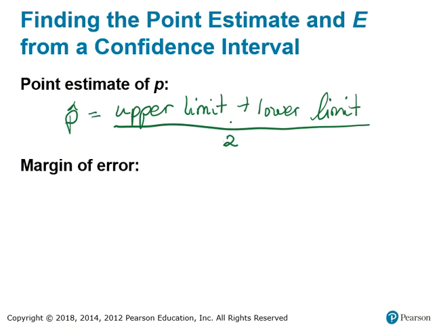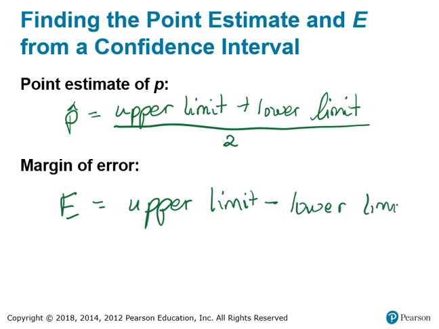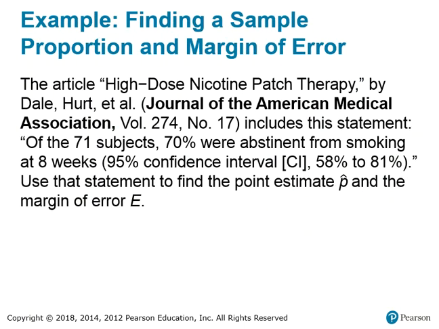Now we can find the margin of error by taking the upper limit, subtracting the lower limit, so we're seeing how far apart they are, and again we're going to divide by 2 because we're finding out how far apart they are. We're cutting that in half. That must be the distance between the lower limit and the best point estimate, which must be the margin of error. Okay, so let's try it.